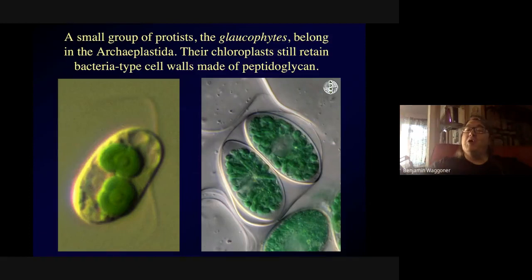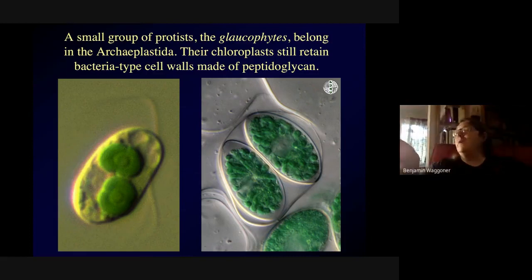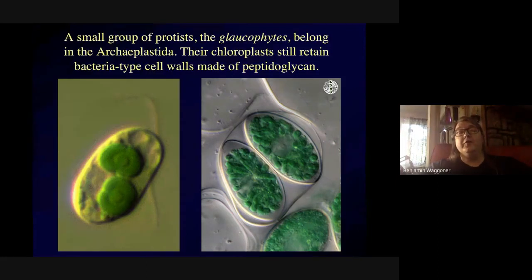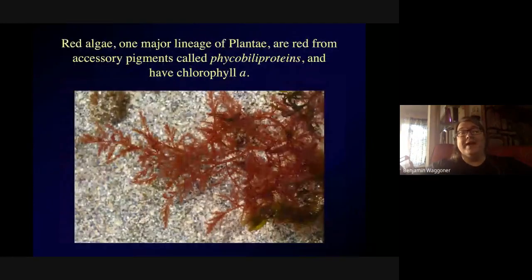This is a small group of protists called glaucophytes, and they're important because their chloroplasts still have bacteria-type cell walls. The chloroplasts of plants and green algae and red algae no longer have their own cell walls, but these still do. There's a red alga. It's red because it's got extra pigments that are called phycobiloproteins that help it absorb light of different wavelengths. They absorb blue light efficiently.